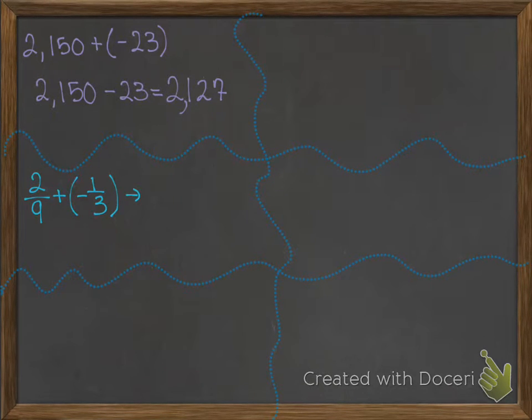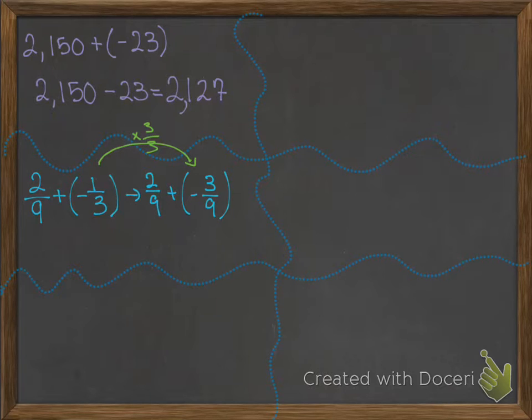All right, so now let's look at a fraction example. So 2 over 9 plus negative 1/3, we can rewrite. So let's get common denominators first, because if you're adding or subtracting fractions, you need common denominators. So I went from negative 1/3 to negative 3/9 by multiplying by 3 over 3. So 1 times 3 is 3, 3 times 3 is 9.